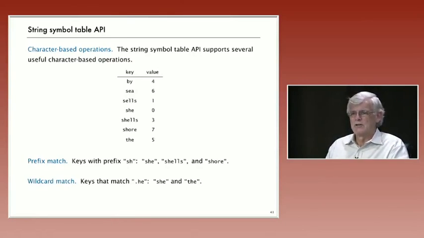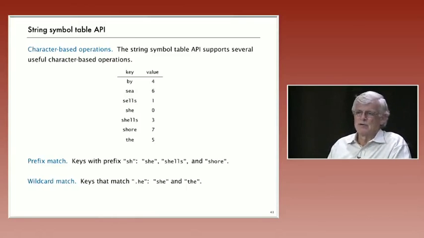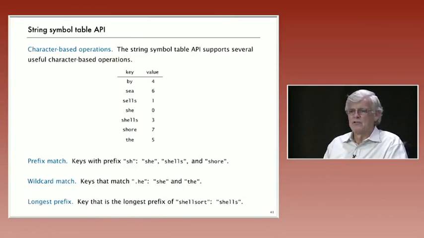Another one is so-called wildcard match. So that's when we don't specify one of the characters or multiple of the characters. So we put a dot to say we'll take any key that matches the other characters, and we don't care what that one is. So .he would match she and thee. And another one is so-called longest prefix. So now we've got a long key, and we want to find the best match that's in our symbol table that matches that key. The key in the symbol table that has the longest match with our key. So in this case, the one that's the longest prefix of shellsort is shells.